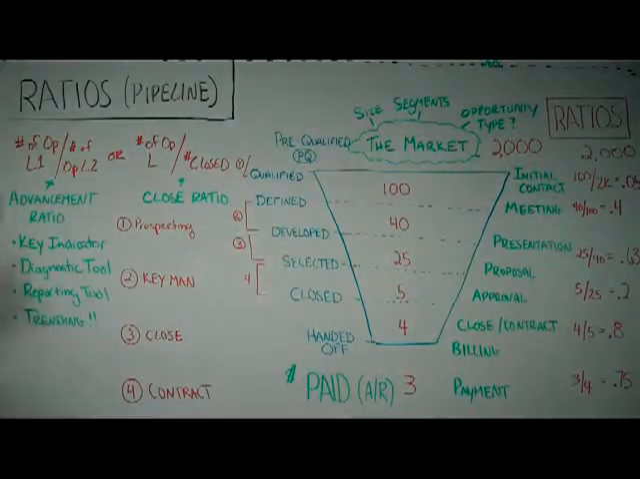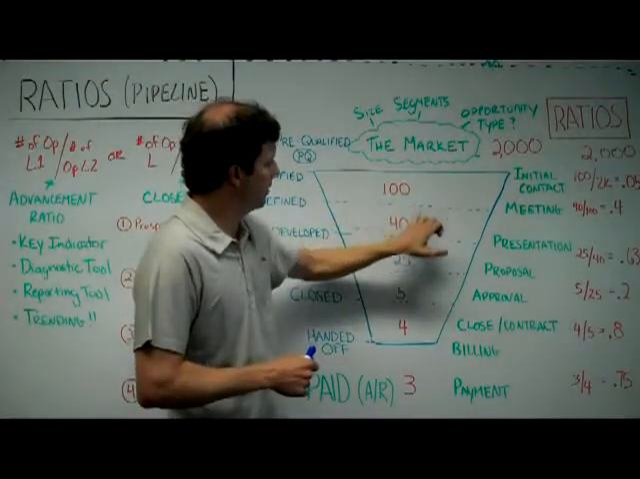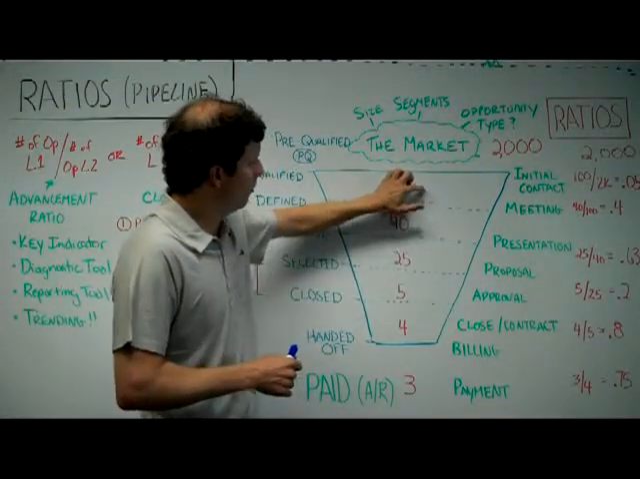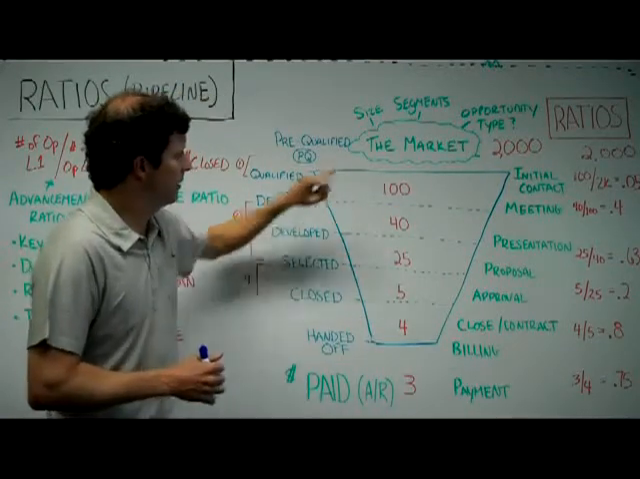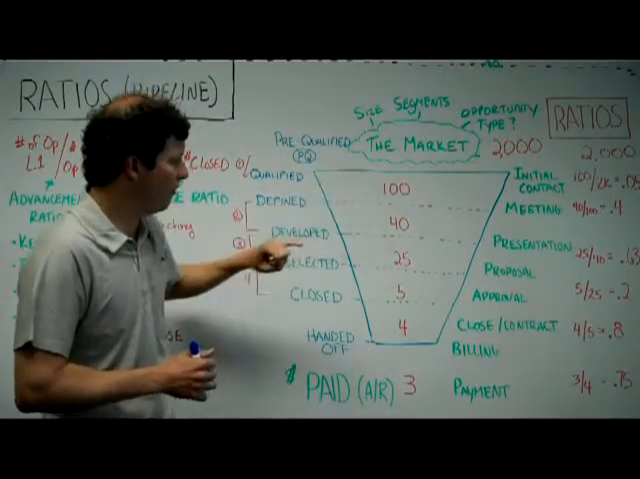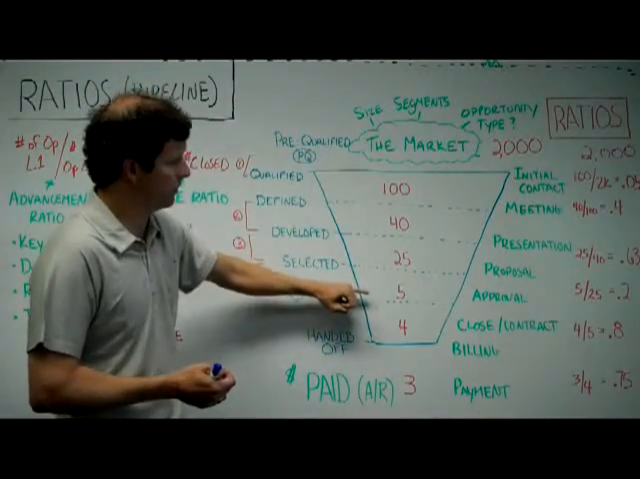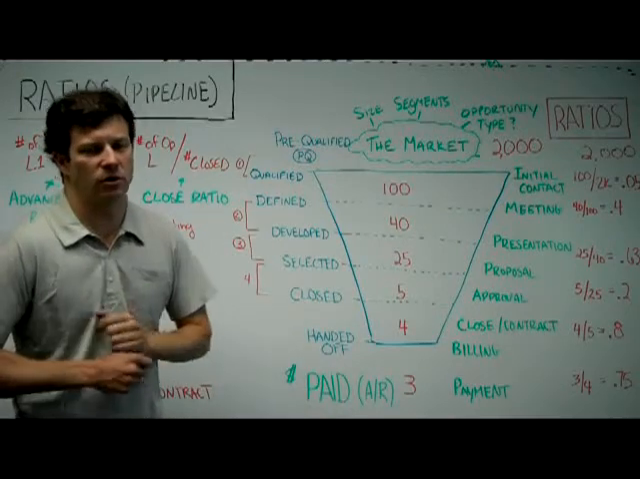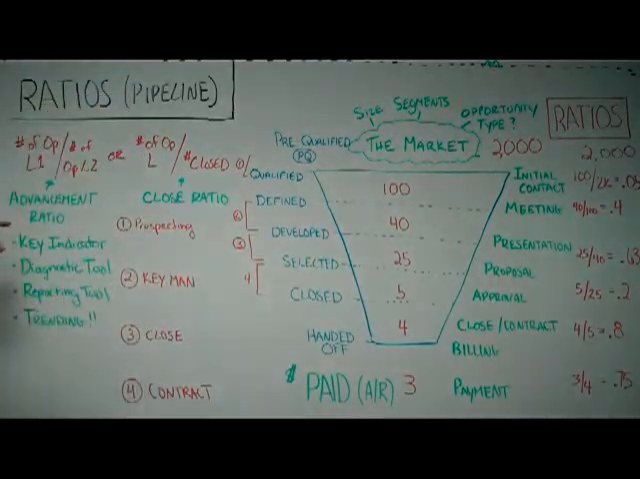So if we look over here, the ratios are essentially looking at a comparison of a number either from one step to another. Did I go from qualified to defined? Did I go from pre-qualified to qualified? Or they can look at from any given step to closure. That's just one of many. You can have ratios that look at any part of the process, but those are the two most common. And here's what those are called.